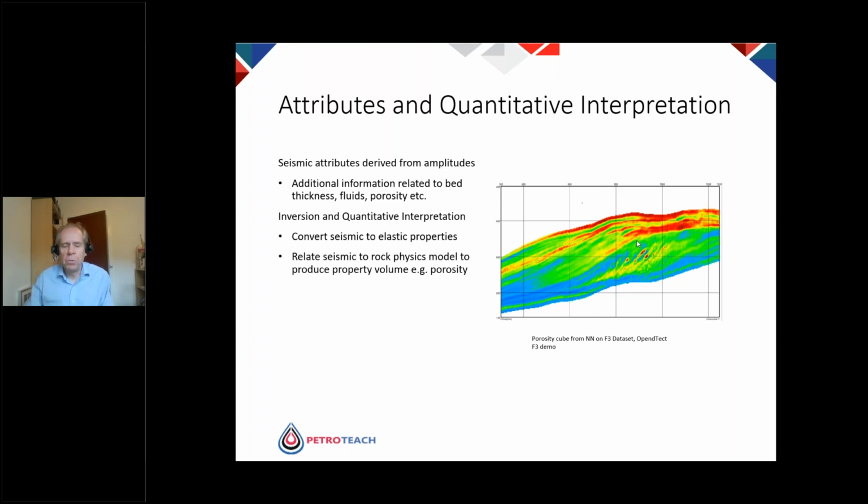So what we're going to do is try and convert the seismic to elastic properties, and then relate those elastic properties through a rock physics model to things like porosity. This is a porosity cube, I think, from the F3 data set in Holland that a lot of you might have seen. It's used in quite a lot of examples. And this is the kind of thing that the engineers are interested in. If this is my reservoir interval, where is the high porosity, where's the low porosity? Because then I can plan my wells to follow the high porosities.